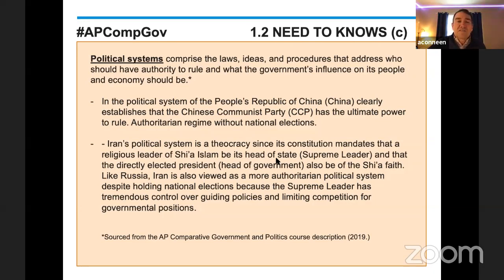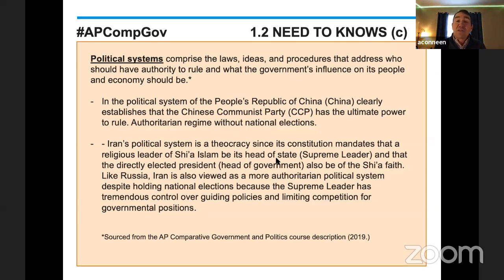So just real quick summaries of our 6 different countries. The People's Republic of China is a political system that clearly establishes that the Chinese Communist Party is the ultimate power to rule. And we're going to learn that China tends to be much more authoritarian, particularly because they don't have national elections. It's a self-selected group that runs the Chinese Communist Party.